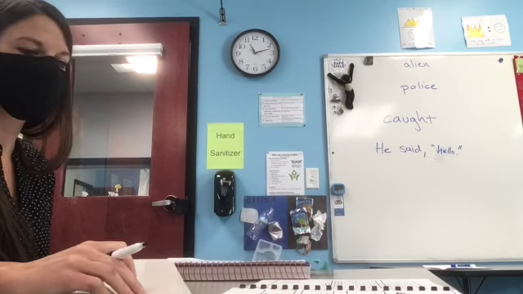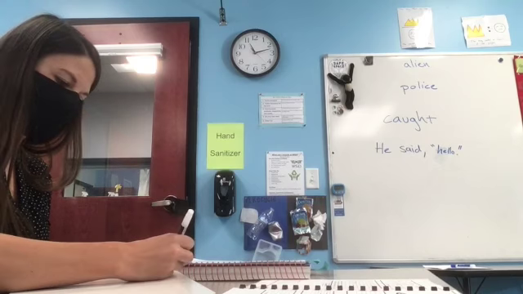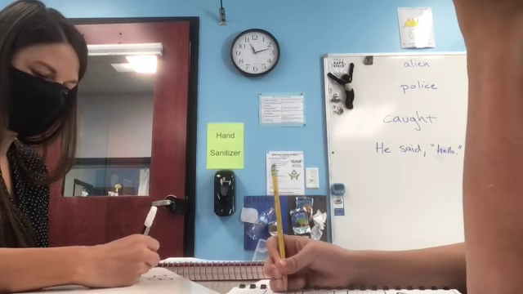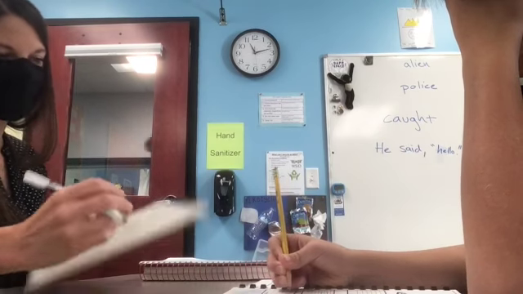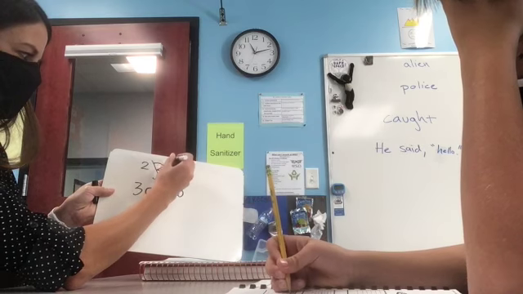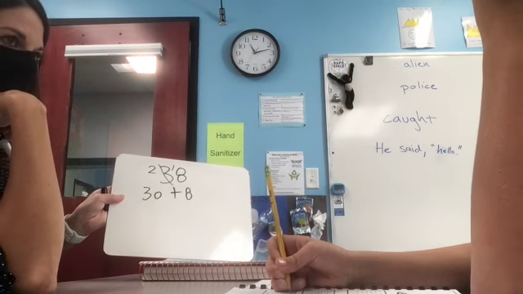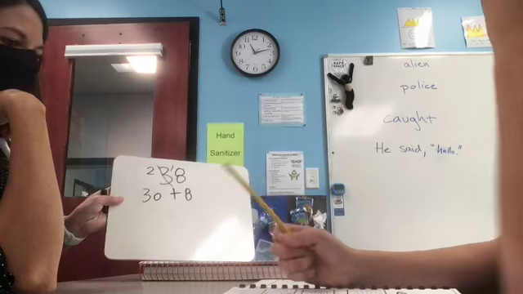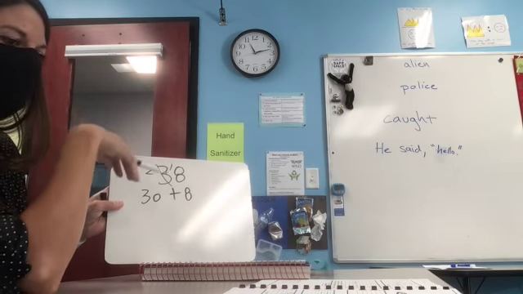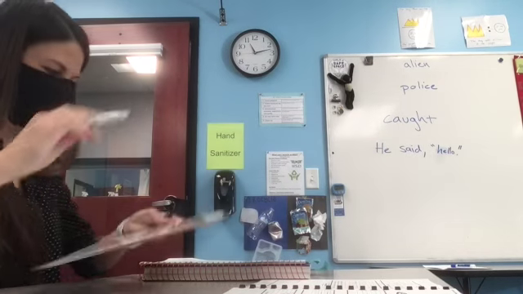Great. What is number C? 38. What's the first place value? 30 plus 8. And then 20 plus 18. Do those equal the same thing? What do they both equal? They both equal 38. Great job.